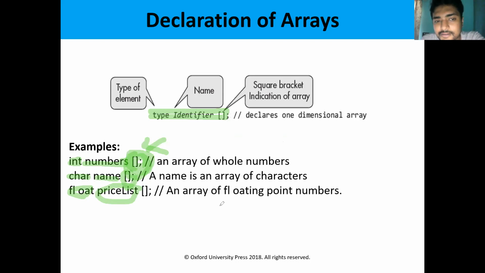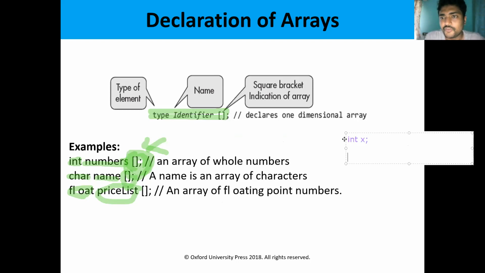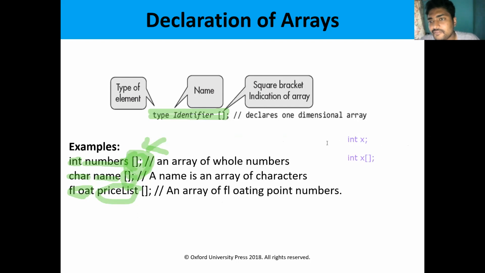Just declared. If you want to declare a variable, you can declare it like this: int x. This is the declaration of a variable. If you want to declare an array, it is int x with square braces. This is the difference between a variable and an array. In a variable, only a single value will be stored, whereas in an array, we can store n number of elements.